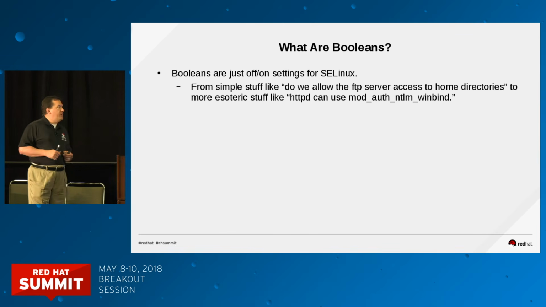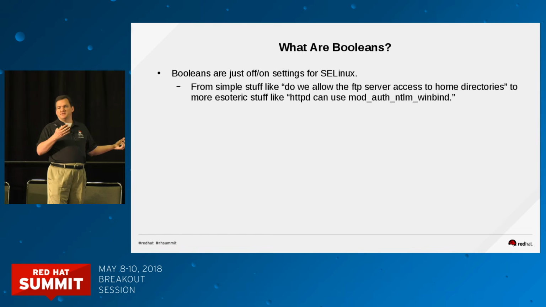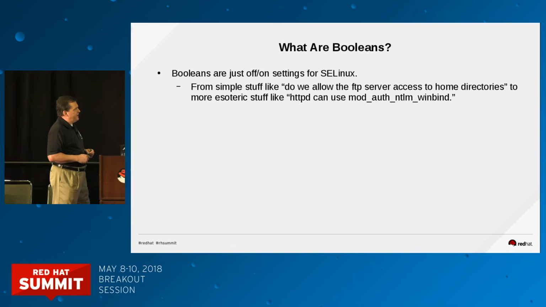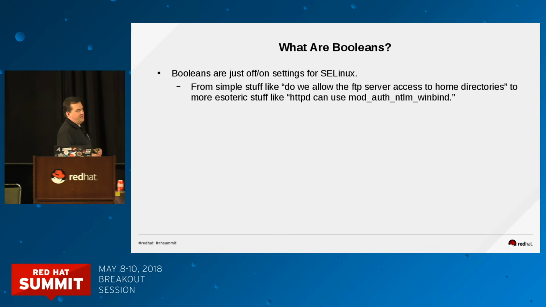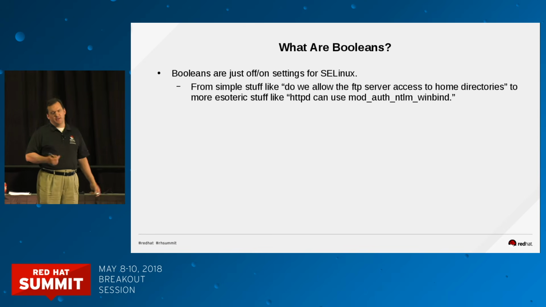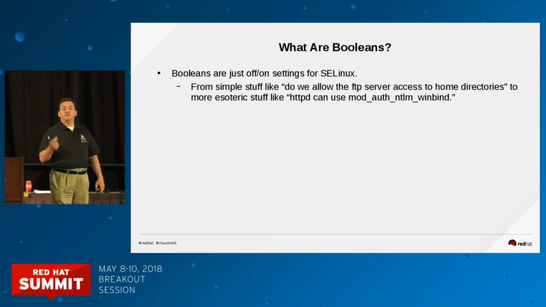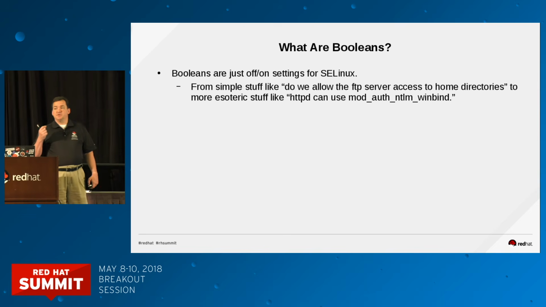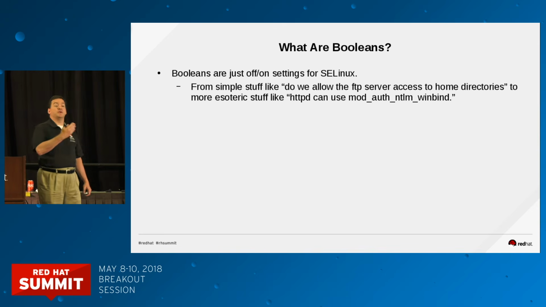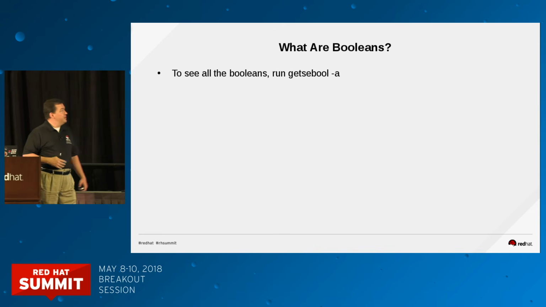From simple stuff like, do we want to allow the FTP server or the web server to access people's home directories, to more esoteric stuff like, HTTPD can authenticate against Windows machines using mod_auth_ntlm_winbind. There's all kinds of things that we have done our best to choose sane defaults. But as with everything else out there, the defaults are not going to be perfect for everybody. So we've given you a mechanism whereby you can change those defaults.